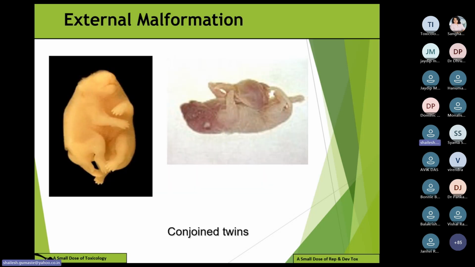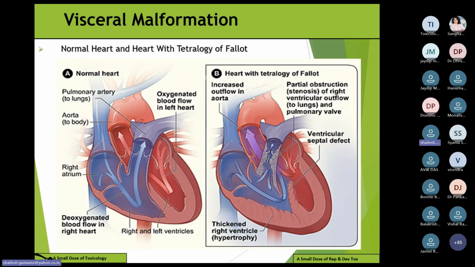These are conjoined twins, rarely observed in malformed fetuses. In visceral malformation, a classical example is tetralogy of Fallot, a congenital heart defect that consists of 4 characteristics of heart defect. This is a normal heart, shown on the left side. This is the right atrium. First, ventricular septal defect, that is a hole in the wall between the two ventricles, so pure and impure blood mix together.